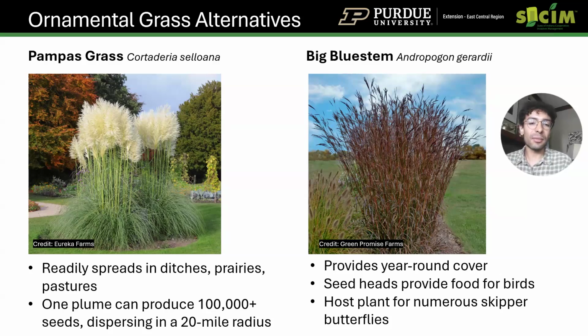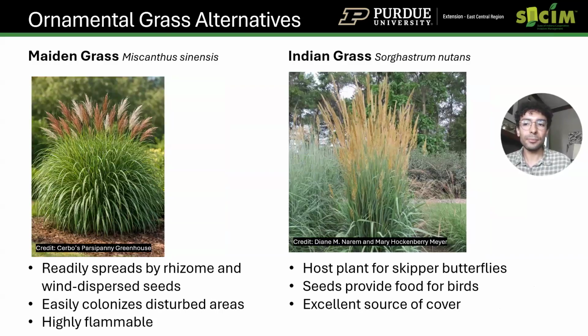And this grass and a lot of the other native grasses that I'll promote are a really good host plant for skipper butterflies as a larval host. And next up, we have the maiden grass. This is another really common one that I see planted quite a bit. Again, it spreads by rhizome and by wind dispersed seeds. They really are prolific seeders, and they can easily colonize disturbed areas. Again, if you see this planted on a golf course, just drive around that area, and you're very likely to see that it's escaped in some other areas.